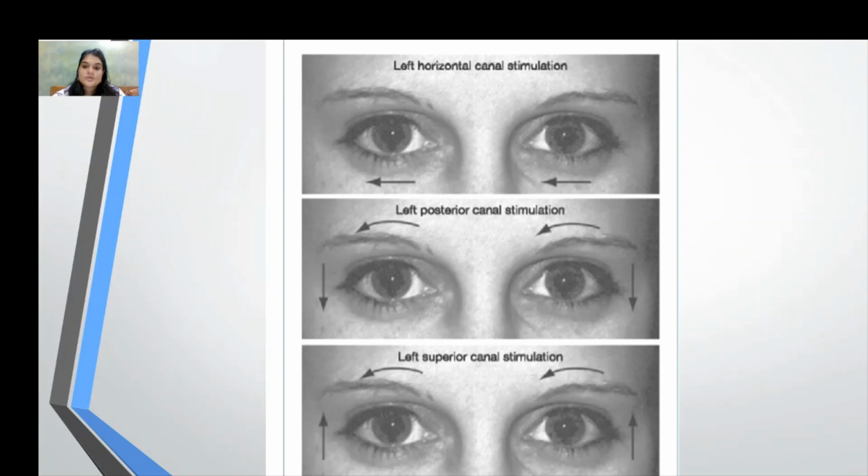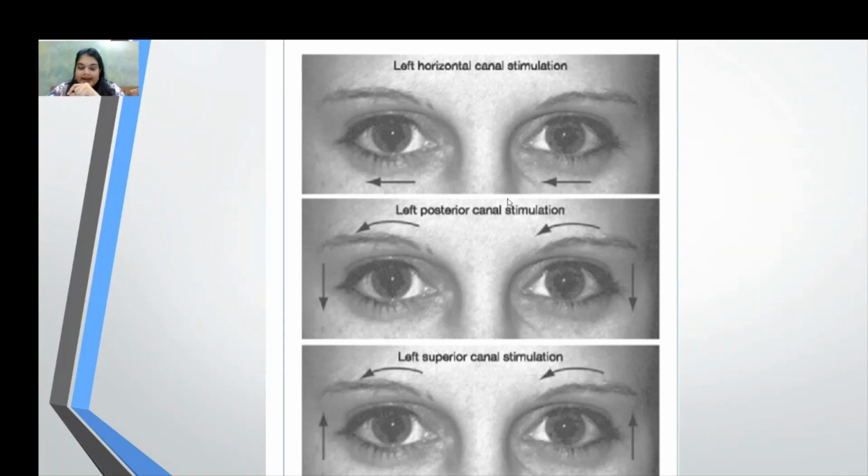See, this is left horizontal. The arrows in this show the movement of the slow phase. So when the left canal is stimulated, there is a slow phase towards the right side, and the fast phase will be towards the left side.